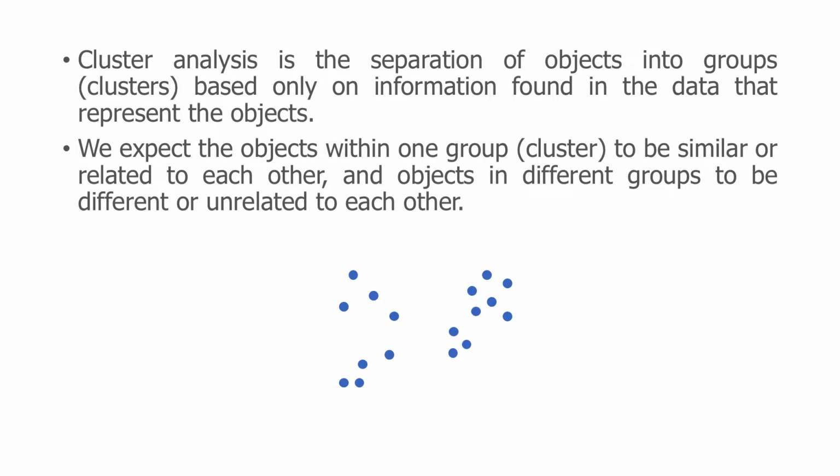In the example below, these points represent data objects. We can easily separate those into two clusters as healthy and sick, assuming that these data represent data of individuals, patients, some of whom are healthy and some are sick.